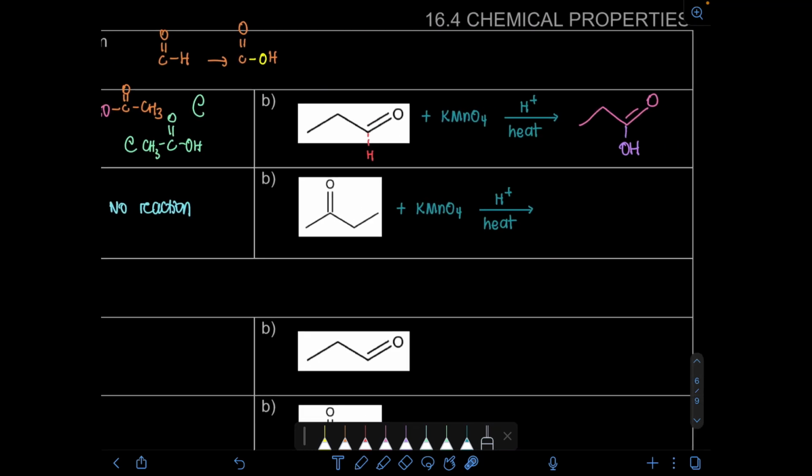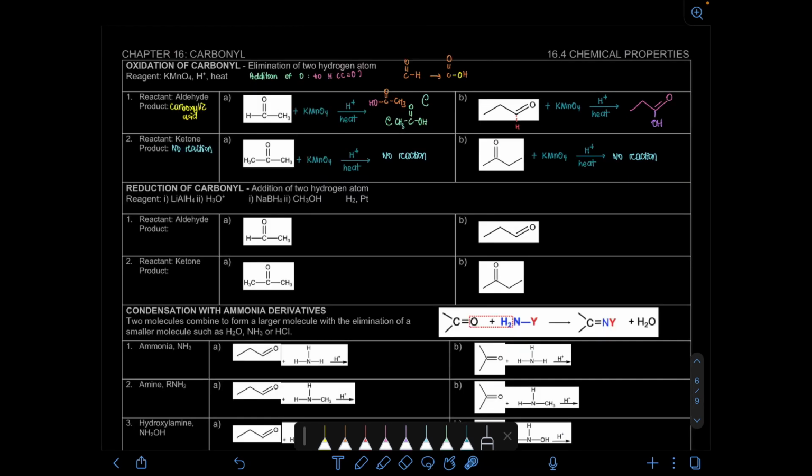Let's look for question B. Okay, kalau skeletal, make sure check mana C double bond O kamu. Okay, so C double bond ni dah cukup 4 bond kan? Okay, so this is actually a ketone juga sebenarnya sebab bonded to carbon dengan carbon. So no reaction juga. So that's for oxidation. Add oxygen to the hydrogen and C double bond O maintain.